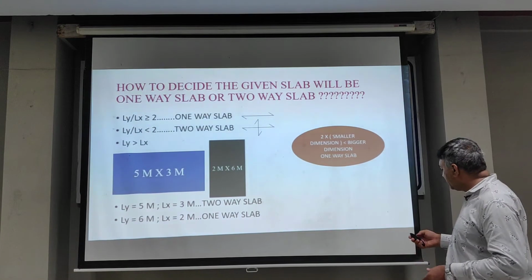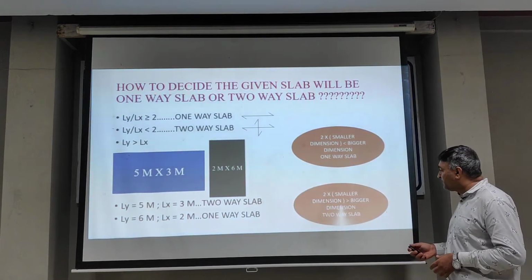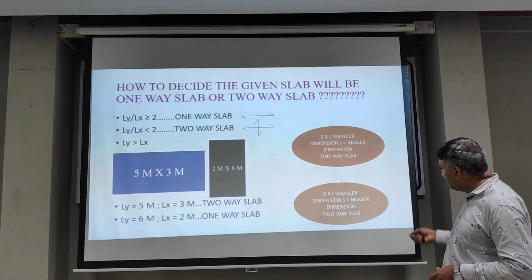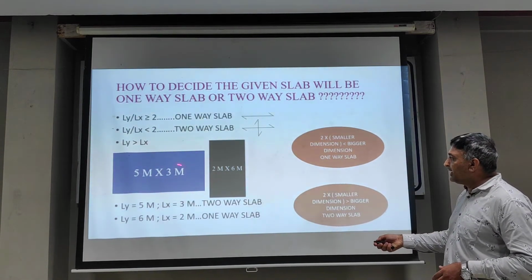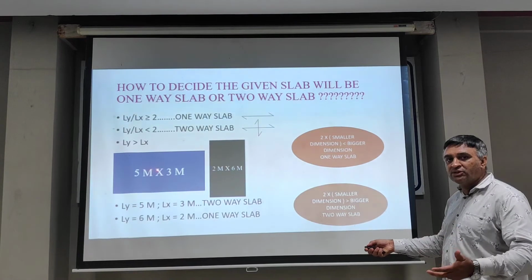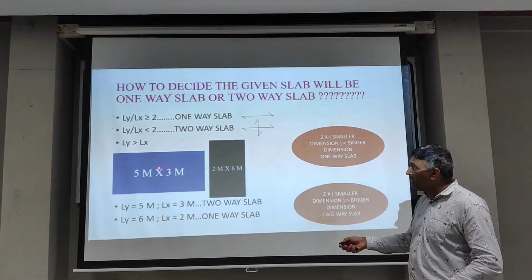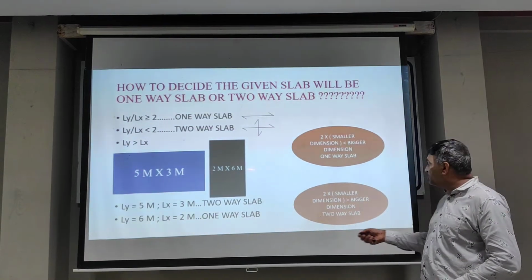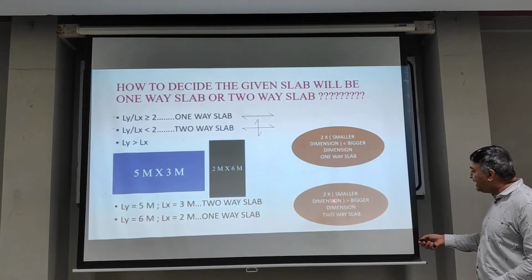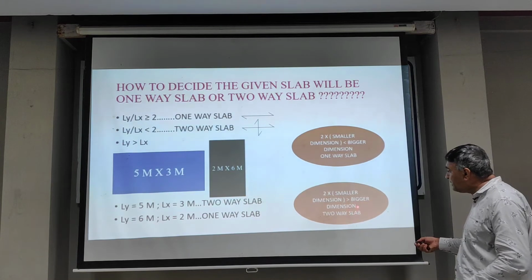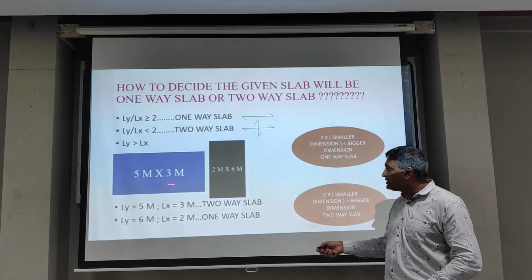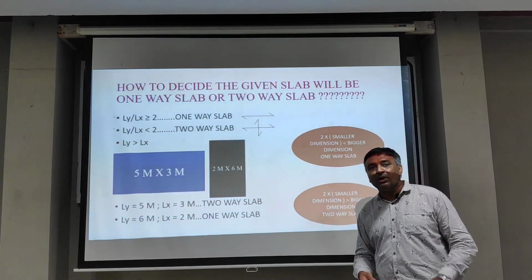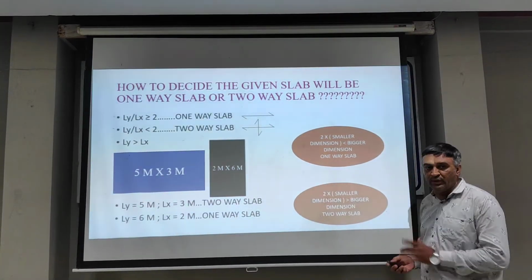The same method applies to the other example. Whenever you multiply the small dimension by 2, check the opposite. The small dimension is 3. Multiply by 2 and the answer is 6, which is more than your other dimension. So twice the smaller dimension is bigger than the bigger dimension you were given. That is called a two-way slab. I hope you understand what is one-way and what is two-way.